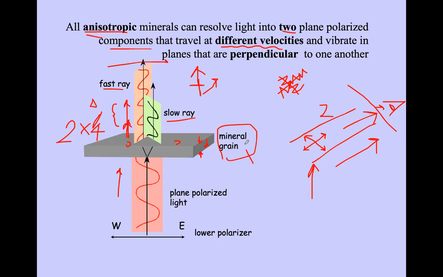But essentially what kind of mineral should this be? An anisotropic mineral, right? It should be an anisotropic mineral, otherwise it will not split the light, because it cannot reorient the light. This is the reorientation into two directions.